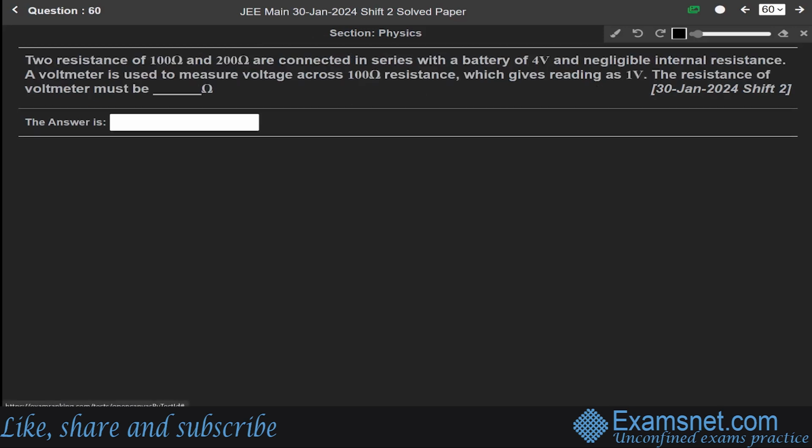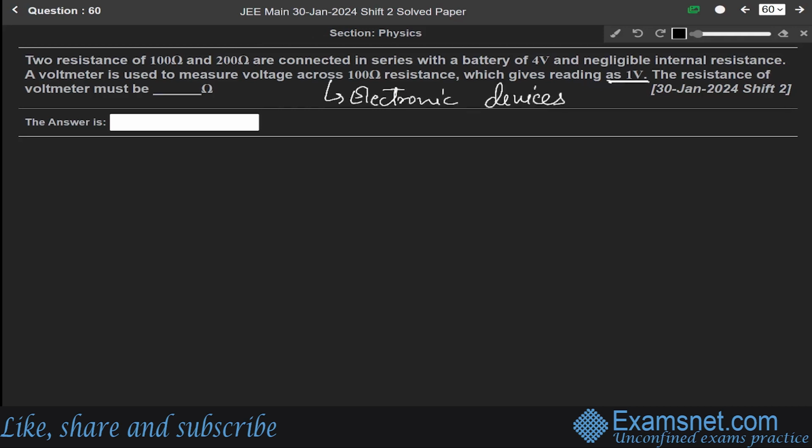Now next question 60. Two resistances of 100 ohm and 200 ohm are connected in series with a battery of 4 volt and negligible internal resistance. A voltmeter is used to measure voltage across the 100 ohm resistance, which gives a reading of 1 volt. The resistance of the voltmeter must be. So this question is from the chapter of electronic devices.